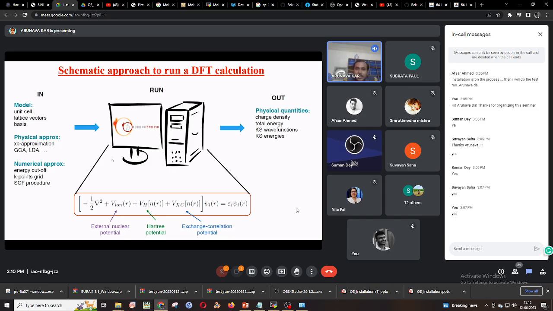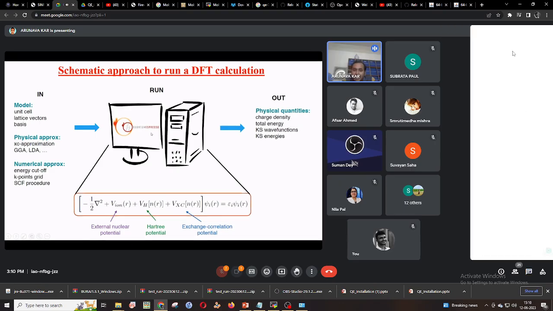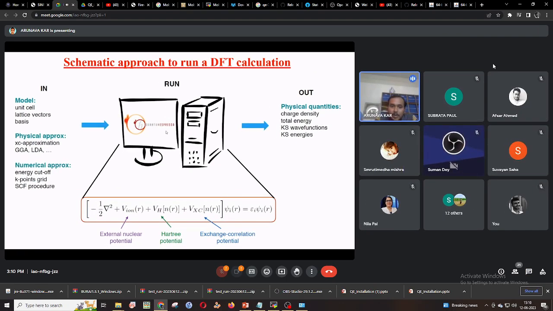Then we need to give this to the code and run it. And in the computer, it will try to solve the quantum equations. We are not going into details of every term of these equations. We'll try to understand it later. Then after that, we'll get an output file.